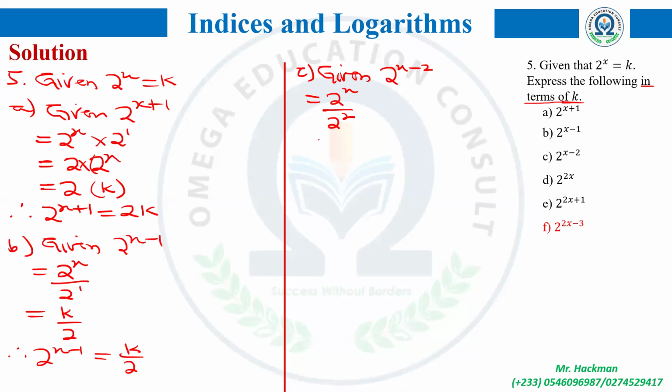In the same way, this will be equal to 2 to the power x over 4. Do you agree? So this will be equal to 2 to the power x, which we know is k, over 4. Therefore I can write 2 to the power x minus 2 is equal to k over 4. All correct. Very good.